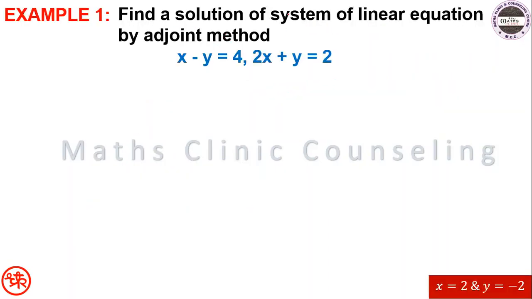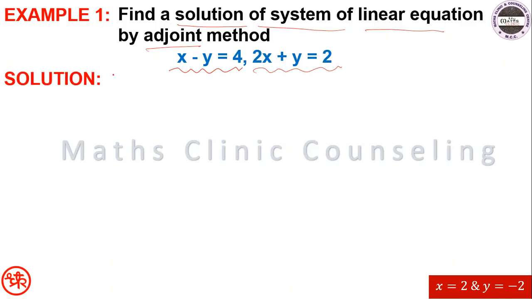Find a solution of a system of linear equations by the adjoint method. तो एक इक्वेशन ये है और दूसरा इक्वेशन ये है. Okay. So let us see the solution. Is that clear? So now we write the given system in matrix form, Ax is equal to b, that is equation 1.